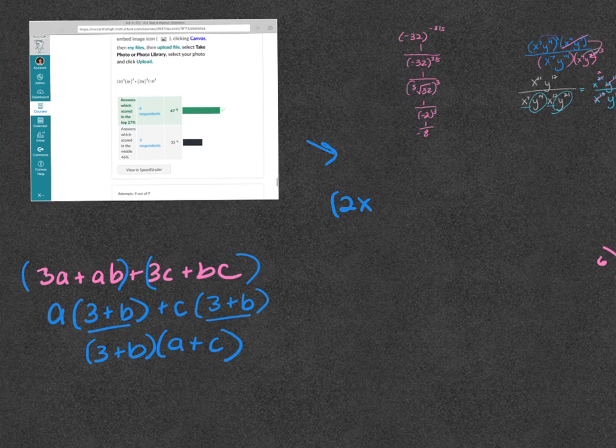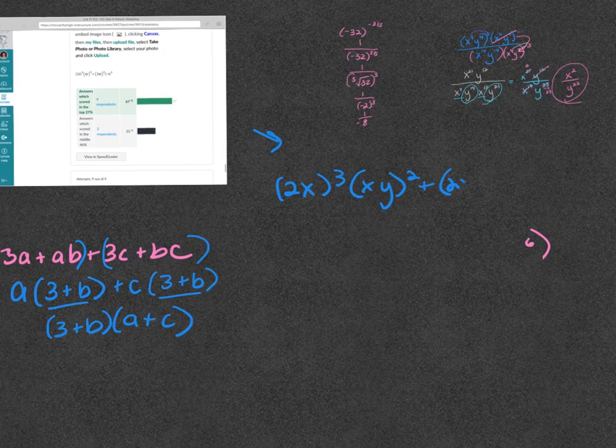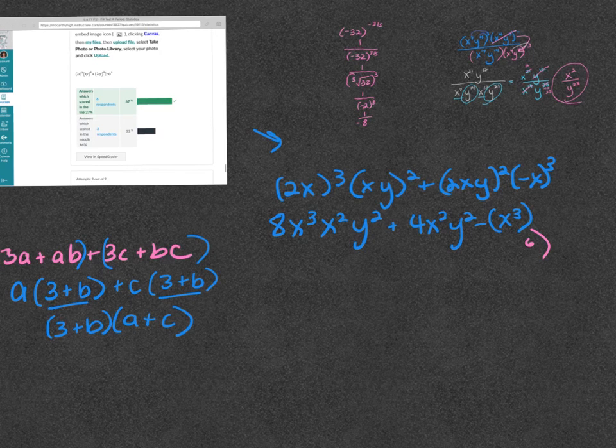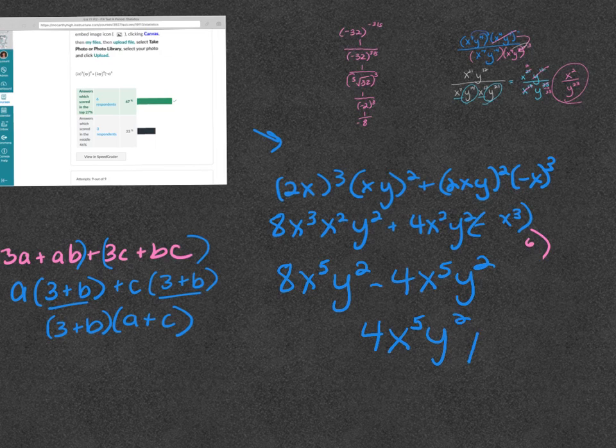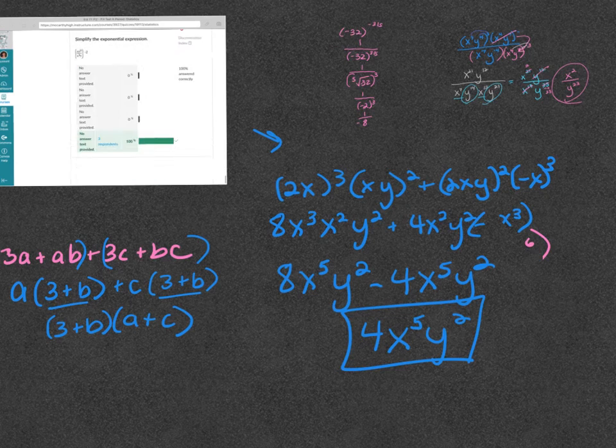I'll work out this one. 2x to the 3rd, xy squared plus 2xy squared minus x to the 3rd. So this becomes 8x to the 3rd, x squared, y squared plus 4x squared y squared minus x to the 3rd. Or this should be in the front. And I get 8x to the 5th, y to the 2nd, minus 4x to the 5th, y to the 2nd, which is 4x to the 5th, y to the 2nd. That was good. I think the rest are good.